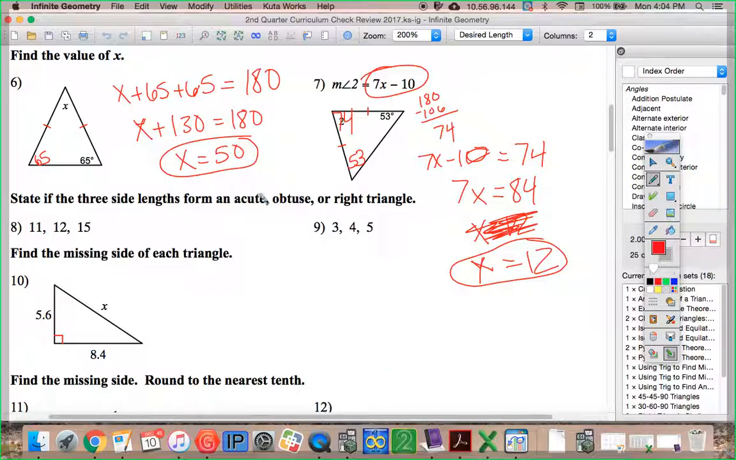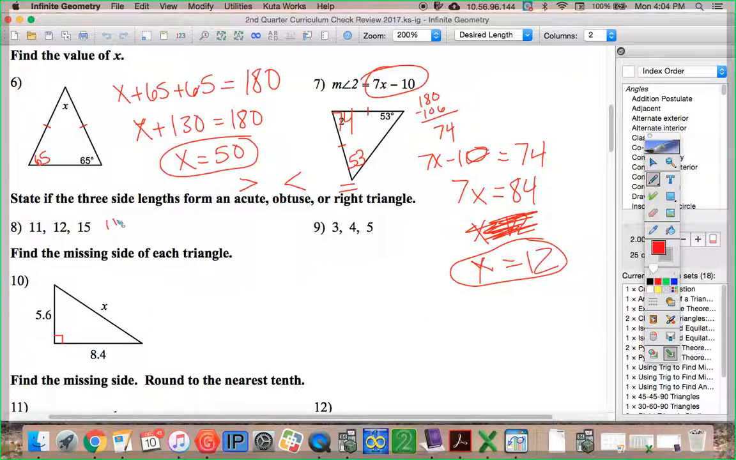Okay, so on this one, I always think of it as c squared. So if c squared is smaller, that means our angle looks like this, because c's over here. Then it's acute. If c squared is bigger, that means our angle's like this. It's obtuse. And if they're equal, it's a right triangle.